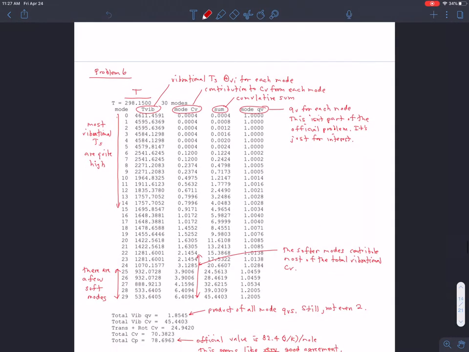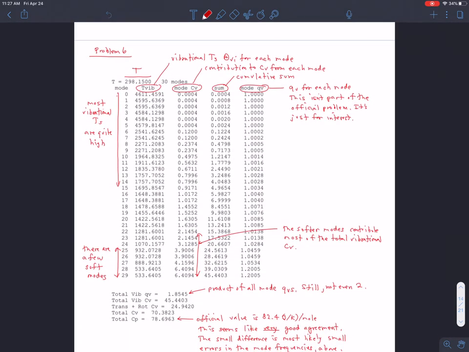Here are the results. So this is the output of my program. It was written in C++, but you could get the same output from a whole lot of different approaches, so that doesn't really matter. This column gives the vibrational temperatures. It doesn't give the vibrational frequencies directly, but of course the vibrational temperatures are proportional to the frequencies. So except for a proportionality constant, these are the vibrational frequencies. And you can see that the highest modes are pretty high. They have vibrational temperatures approaching 5,000 degrees Kelvin.